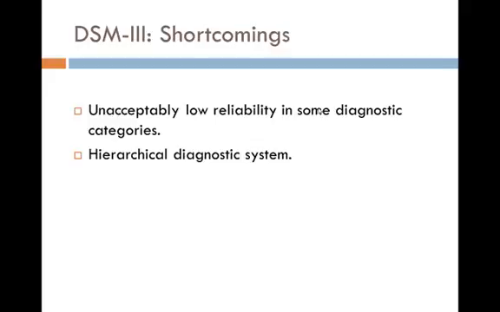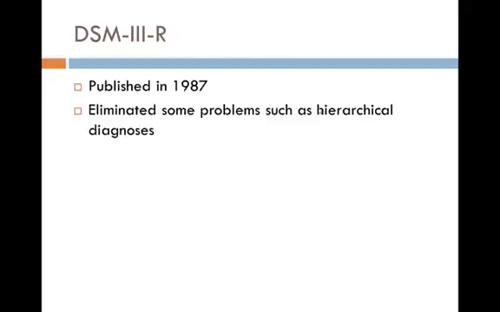However, with the DSM-3R, which was published in 1987, it eliminated the problems associated with the hierarchical diagnoses. It's important to understand the problems without labeling a person as being most profound or least profound, but yet it speaks to some of the problems or limitations associated with their functioning.